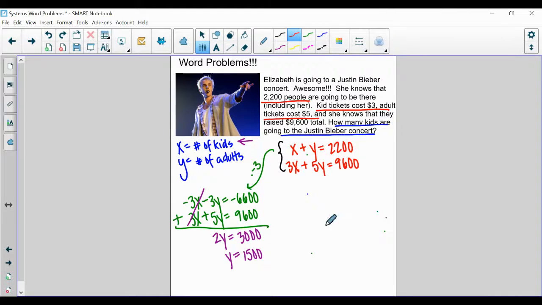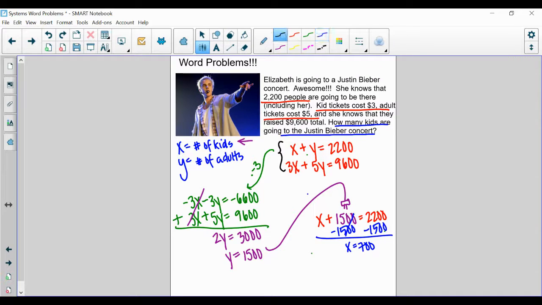So I'm going to use my top equation, and I know that x plus, instead of y, I'm going to plug in the 1,500 that we just solved for, equals 2,200. I'm going to subtract 1,500 on both sides, and I'm going to get a solution of x equals 700.